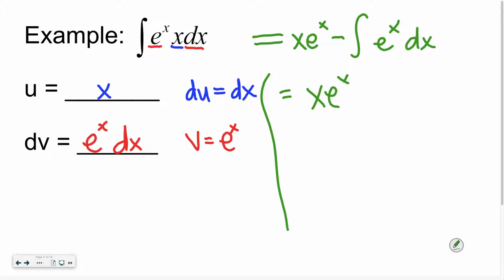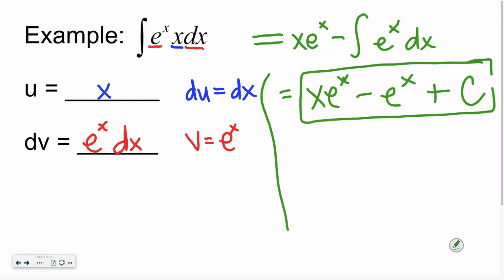So x e to the x, minus e to the x plus c. You can write this as e to the x times the quantity x minus 1 plus c, I have no problem, but it's not necessary. But it's fine to do it. I don't really care.